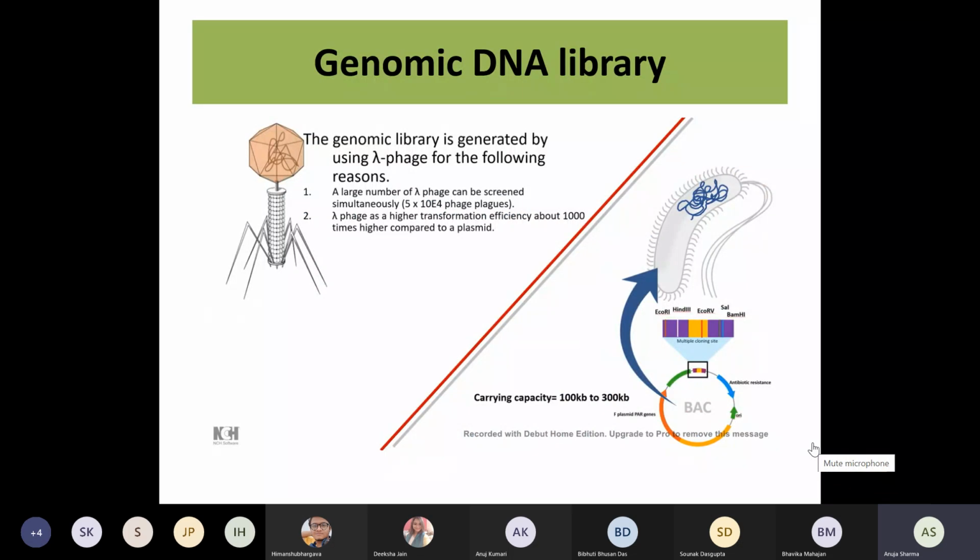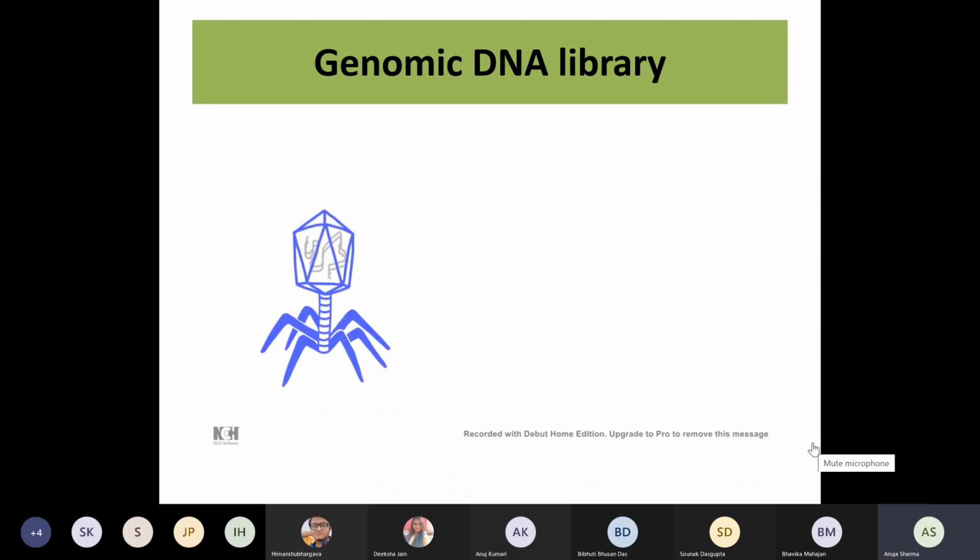So there are two options. One option was lambda phage. Lambda phage based vectors are easy to screen. Thousands of lambda phage vectors could be screened simultaneously, and their transformation efficiency is pretty high, even higher than bacteria. In comparison to that, the carrying capacity of bacterial artificial chromosome is pretty high compared to these lambda phage vectors. So cloning bigger fragments is easier in BAC. So both approaches could be taken to clone the genomic DNA library.